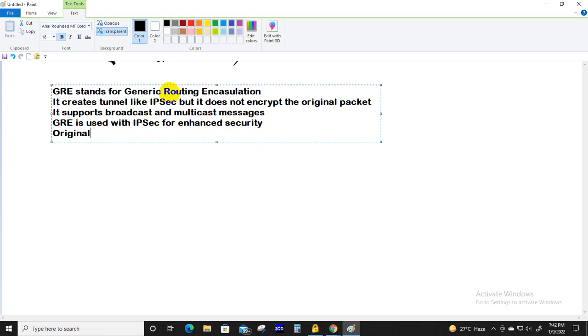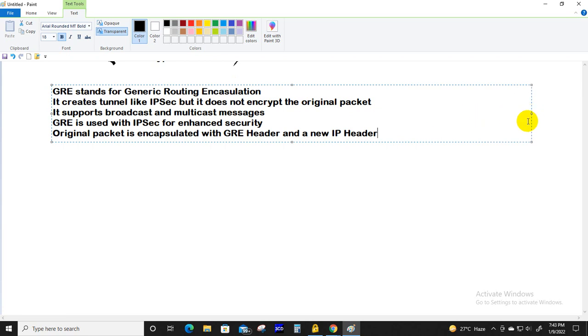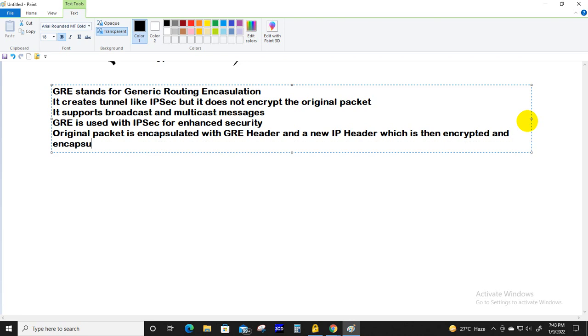The original packet is encapsulated with a GRE header and a new IP header, which is then encrypted and encapsulated with an IPsec VPN header and a new IP header.